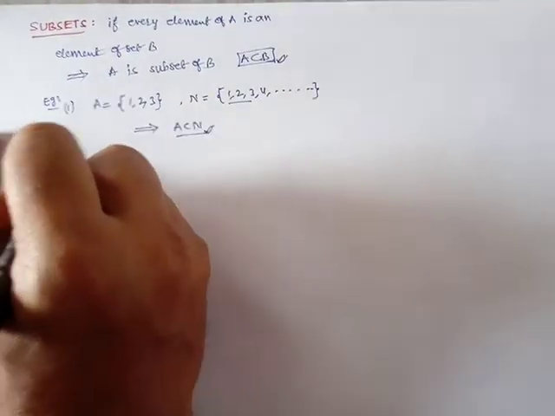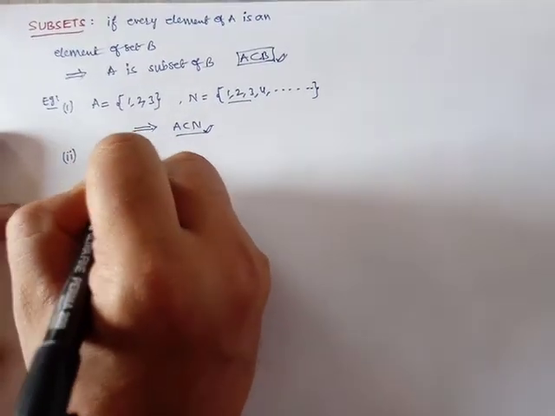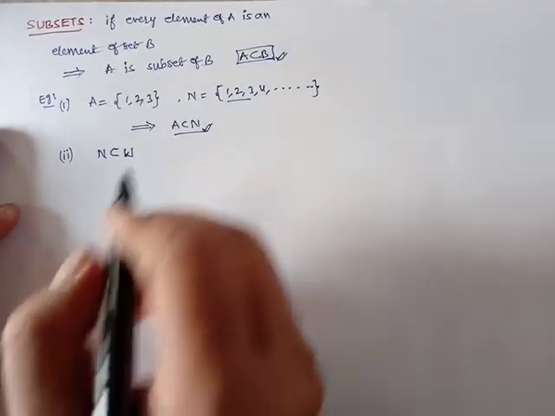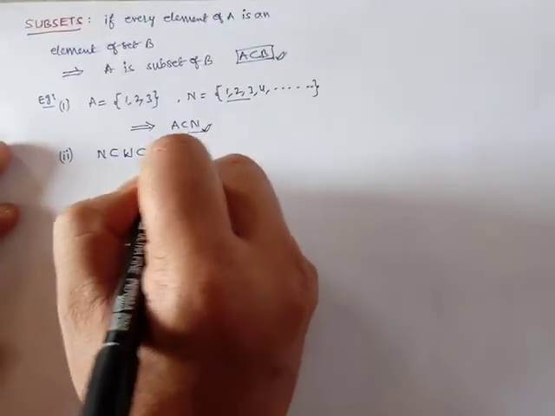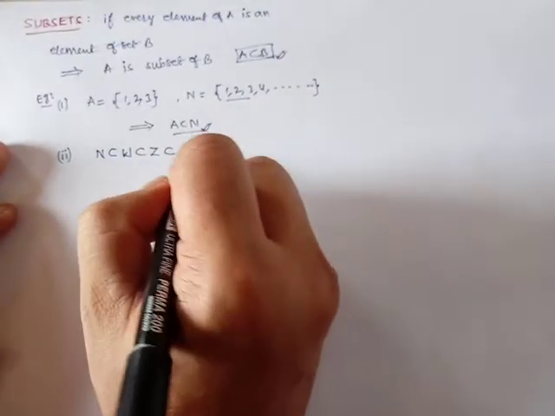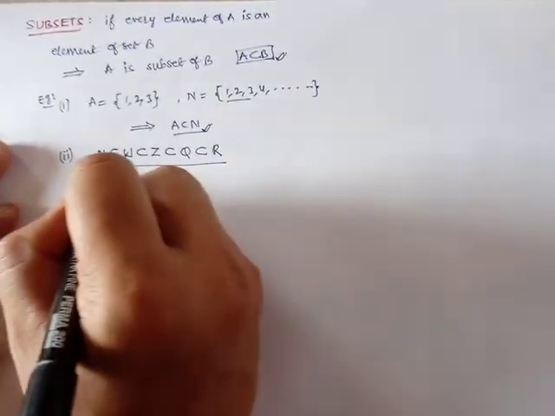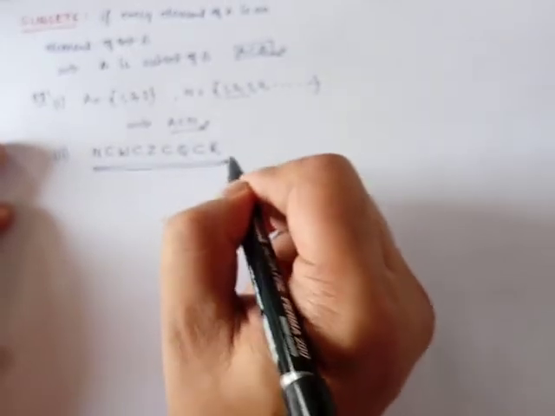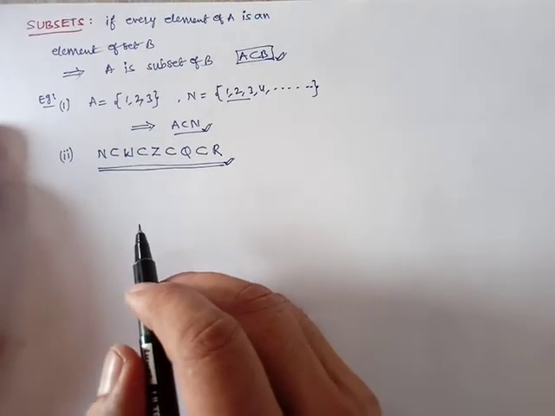Coming to the next, N, the natural numbers, is a subset of whole numbers, and whole numbers are a subset of integers. Integers are a subset of rationals. Rationals are a subset of real numbers. So this way we can consider subset form, and we can come to understand subsets of sets.